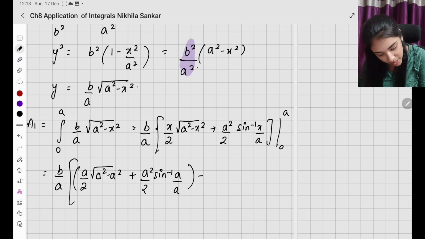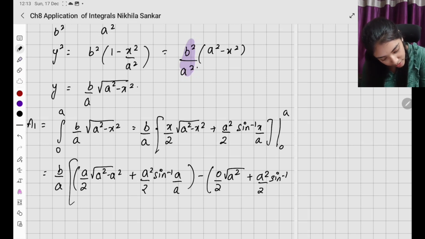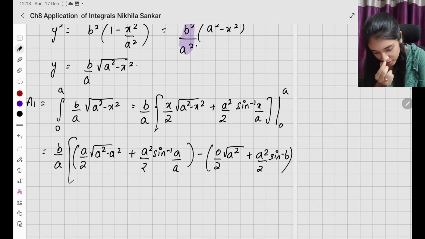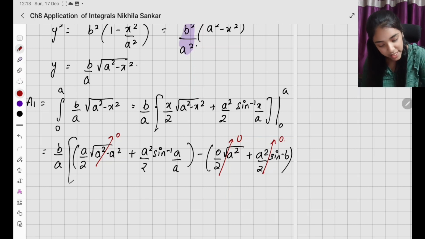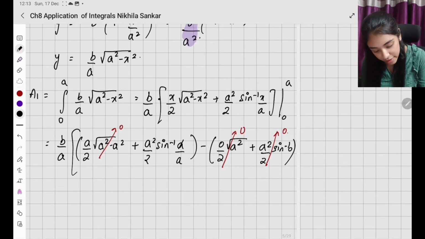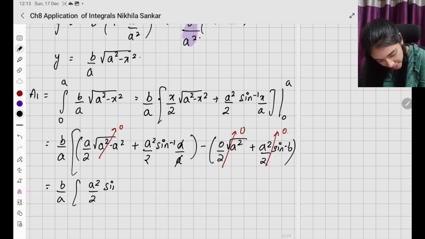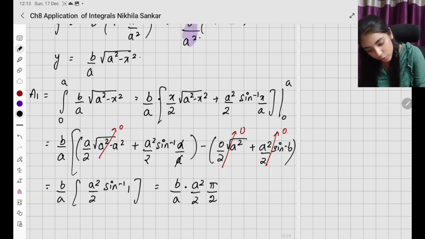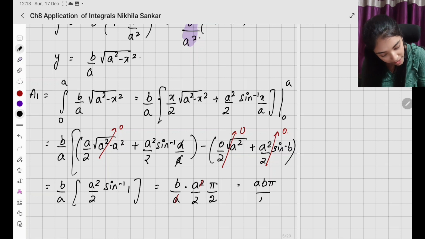This is my first term, minus 0 by 2. So this term is going to be 0. So a square minus x square plus a square by 2 sine inverse of 0. Okay, so this whole term becomes 0 in a square. This term becomes 0 and this term becomes 0. Sine inverse of 0 is going to be 0. So now what is left? This gets cancelled. So I have b by a times a square divided by 2 sine inverse of 1. So when I simplify, I have b by a times a square by 2. Sine inverse of 1 is again going to be pi divided by 2. So what gets cancelled? A and one of the a's gets cancelled. So I'll be left with a b pi divided by 4.